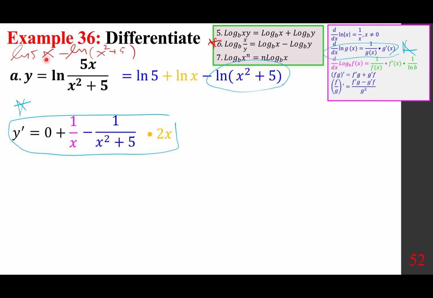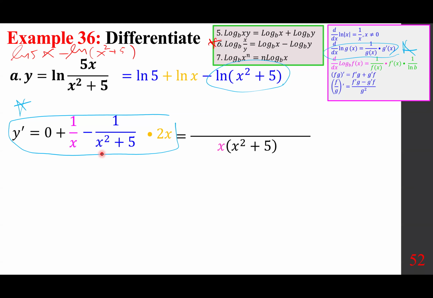So algebra, algebra, more algebra. There is only one step of calculus. That's why I keep saying calculus is easy. All right. Now, how do you deal with that? You need to take a common denominator between the two, which means it's x times x squared plus 5.